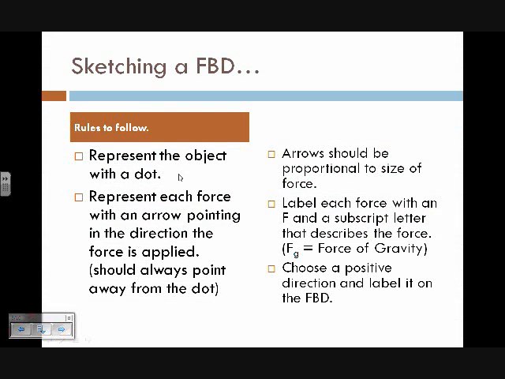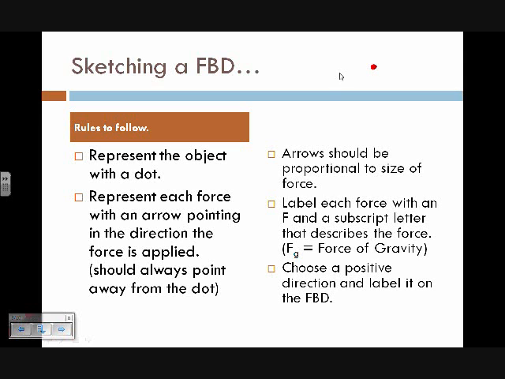You need to represent the object with a dot, so I'll show an example of one here. Represent it with a dot. And we'll use that book on the table, for example. You need to represent each force with an arrow pointing in the direction that the force is applied. Again, these are vector quantities, so you have to show a direction.